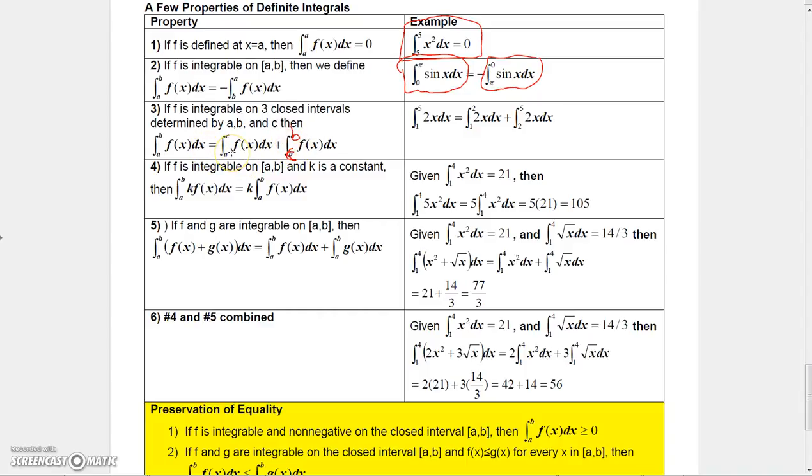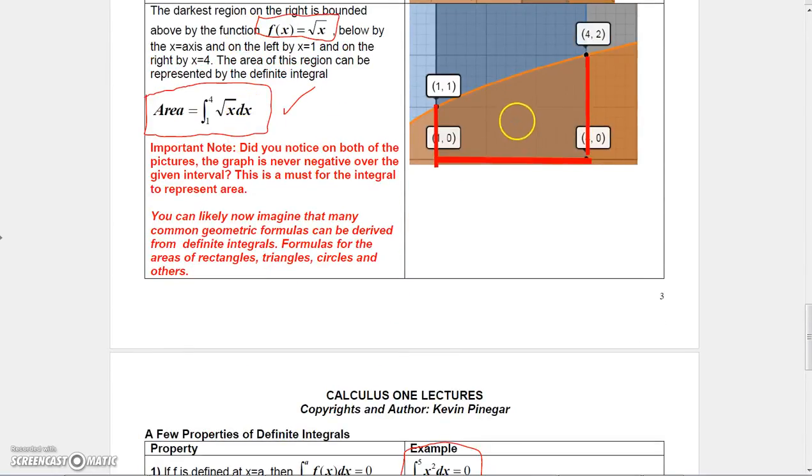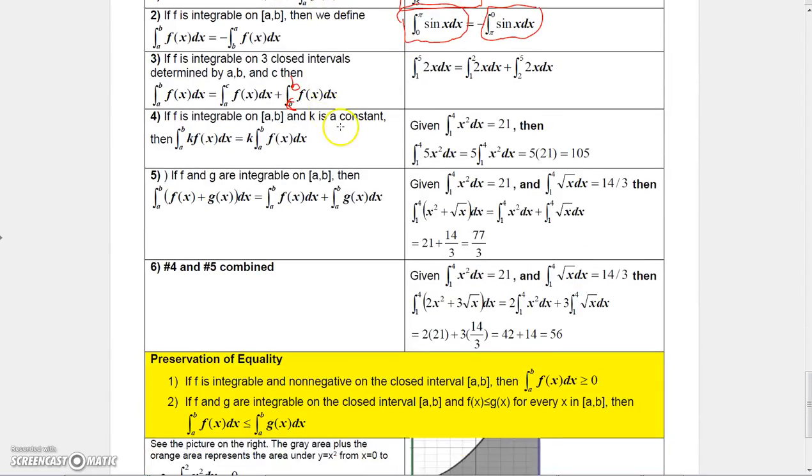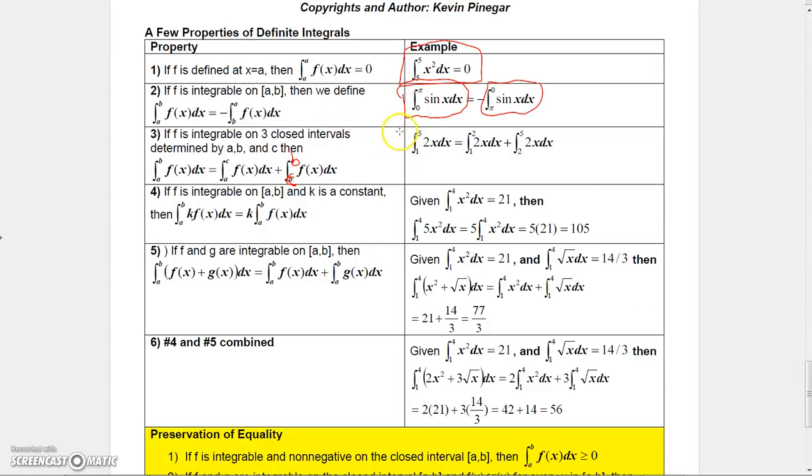Now I could show you this with a picture, because basically all you're saying, if you think of this visually, is that if you were integrating this function from 0 to 4, you would get that area. Well, if you broke it up, say you integrated it from 0 to 1, then you would get an area to the left of this. And then if you integrate it from 1 to 4, you would get the area to the right of this. And then if you add those two together, you get the original area. So that kind of makes sense when we talk about area.